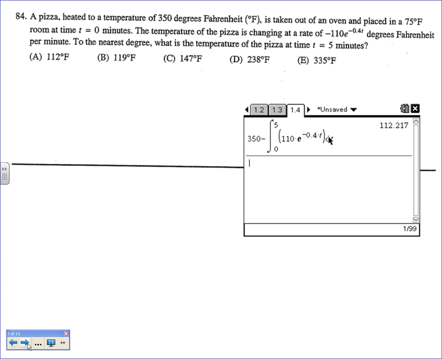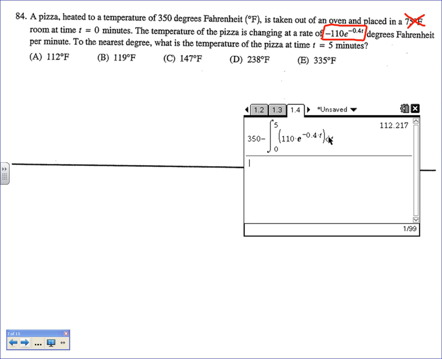Number 84 is talking about a pizza. It's 350 degrees when it's taken out of the oven. It's placed in a 75-degree room. The temperature of the pizza is changing at this rate. We know the rate. We don't have to mess around with Newton's cooling constants or any of these things. The 75 is a bit of a red herring here.